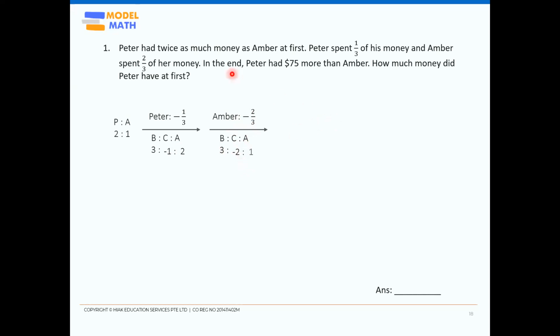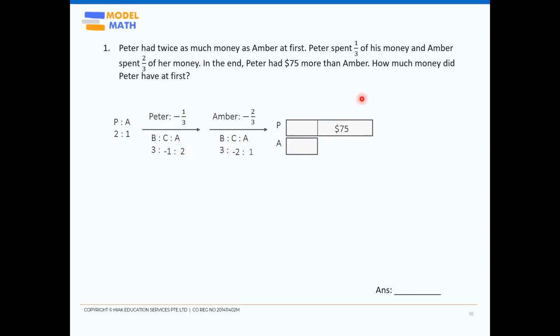Once this is done, let's read on. In the end, Peter had $75 more than Amber. This more than Amber is a difference between both of them. Whenever a difference is presented like that, usually we just sketch a simple model based on that information. So Peter, 75 more than Amber. There you go. You have a before, the change, and the after. But within the change, you have more detailed BCA ratio under this change.